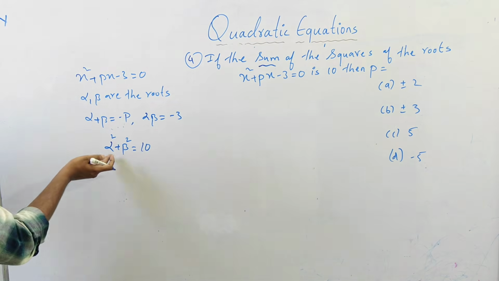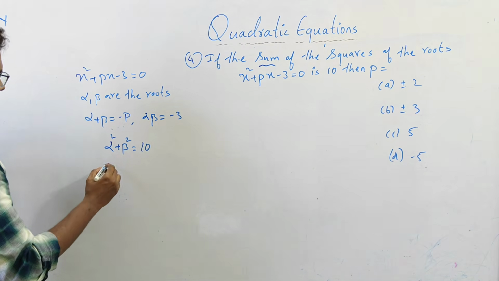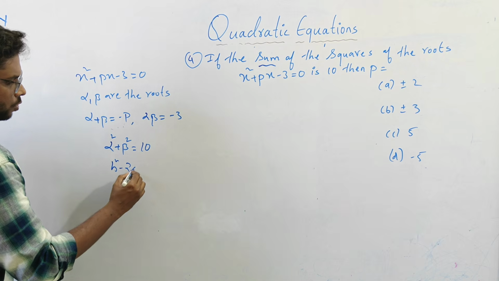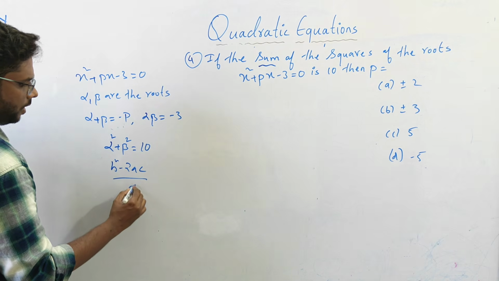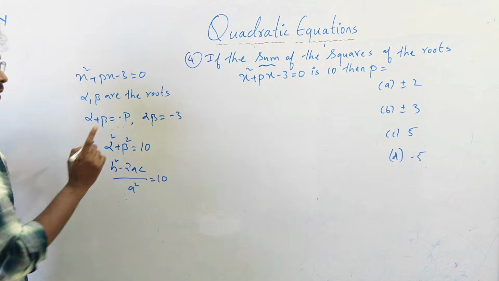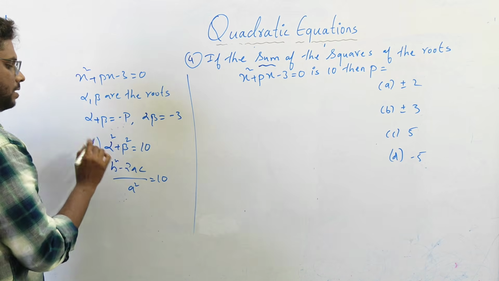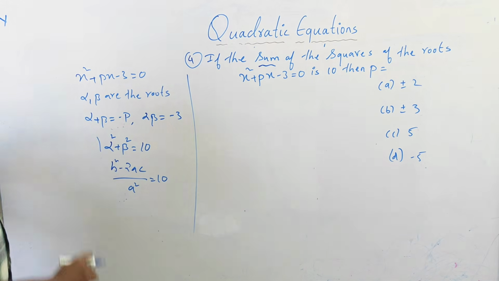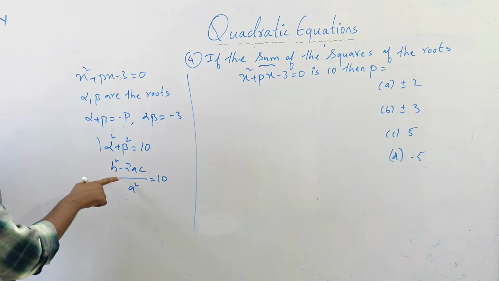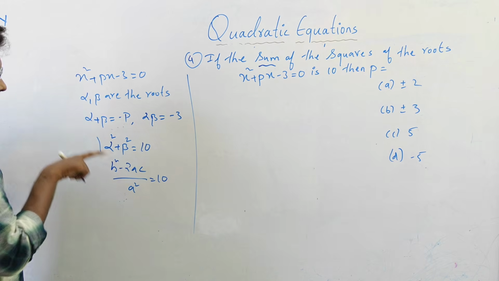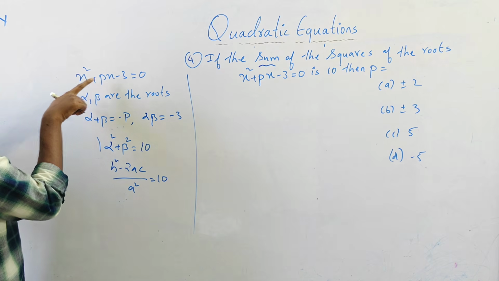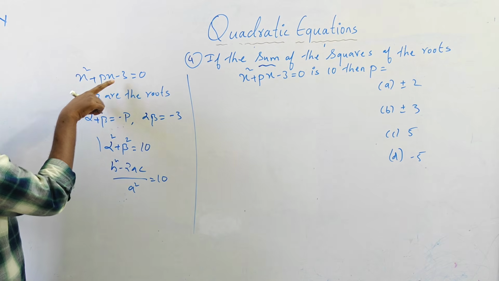So already we know what alpha square plus beta square is. Can I write it like this? b square minus 2ac by a square equal to 10. That's why I made you memorize the formulas for alpha square plus beta square and alpha cube plus beta cube. Now here a, b, c: a is the coefficient of x square, b is the coefficient of x, c is the constant.